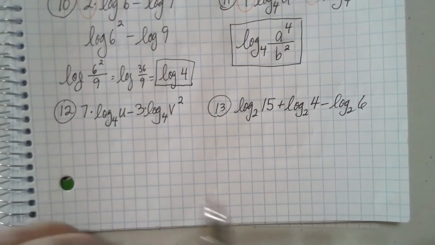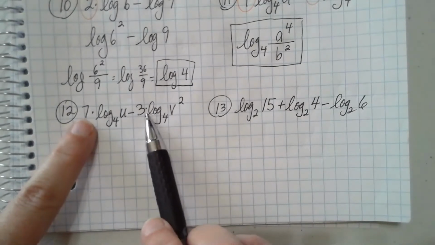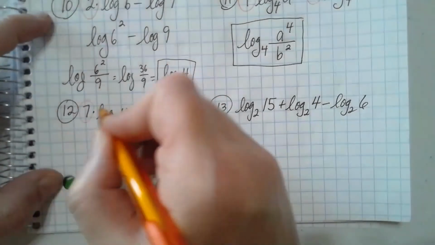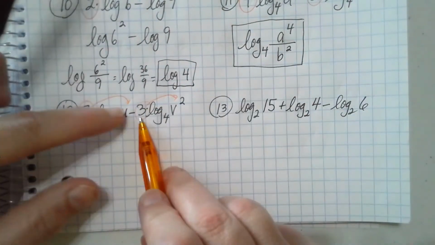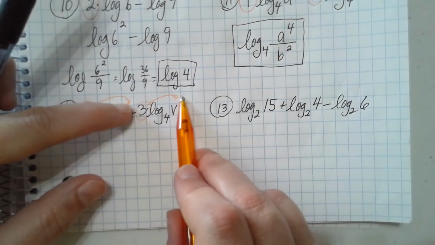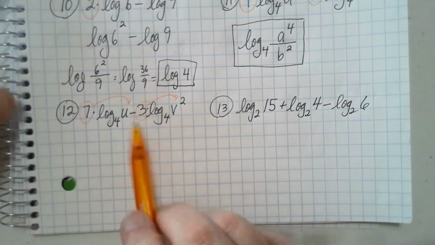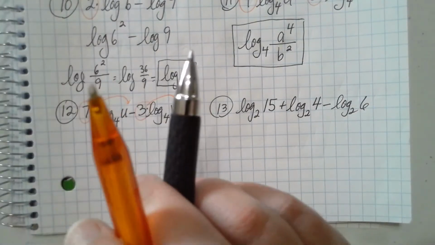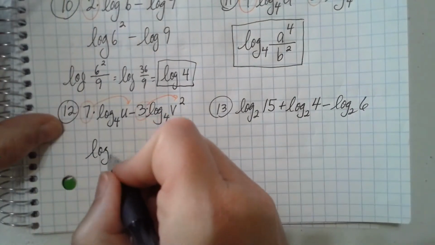Okay, all right. Number 12, I see multiplication in the front of each. So those are going to go as exponents. If you want to do this, you can. Now look at this one. This 3 is going to come over as an exponent with this number that's already here. We'll deal with that in just a second. And then in between here we have a subtraction sign, so that is divide. All right, so log base 4.